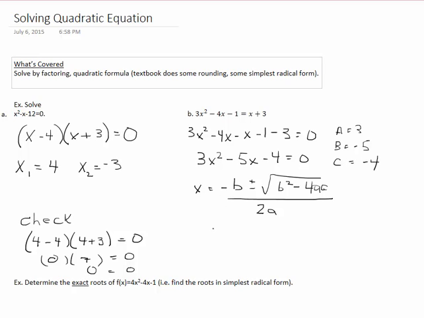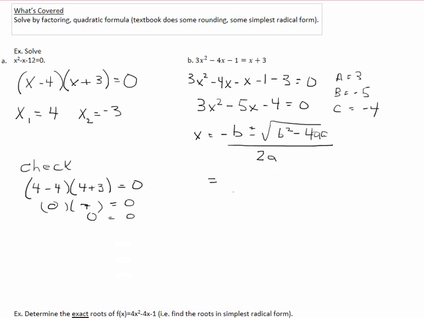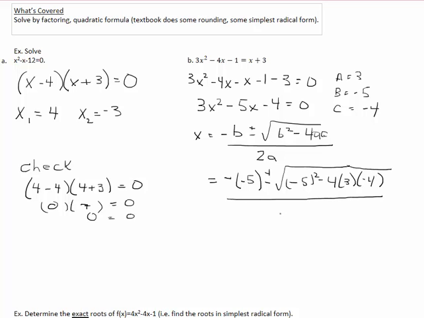So be very careful when you substitute in. When I substitute in, that negative is there with the b, but I'm also putting in a negative 5. So show your work there so that you remember those two negatives become a positive. And I have plus or minus the square root of negative 5 squared minus 4 times 3 times negative 4. And the square root covers all of that, so it's good to show your work properly. All over 2 times 3.